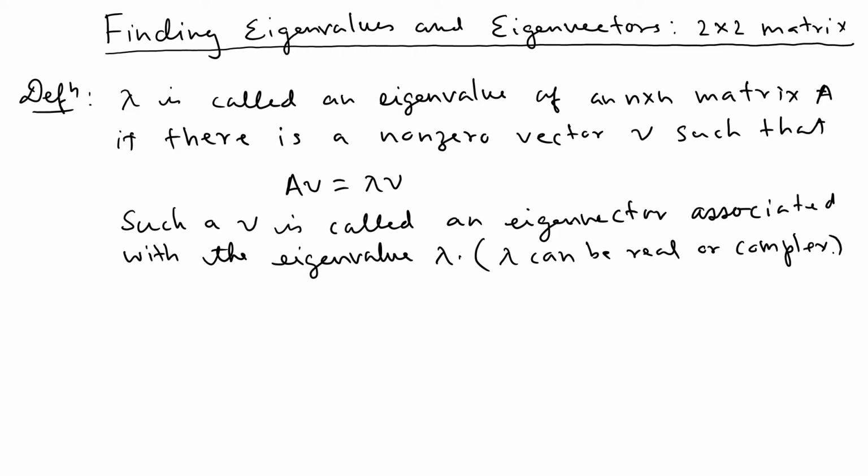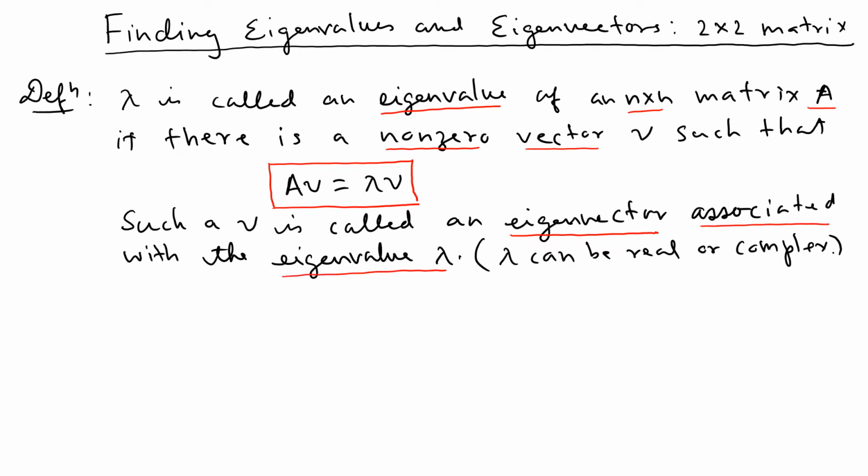Lambda is called an eigenvalue of an n by n matrix. So we have an n by n matrix. If there is a non-zero vector, it's very important, non-zero, such that this condition is satisfied, Av equals lambda v, such a v is called an eigenvector associated with the eigenvalue lambda. So if there's a lambda, it's going to give you a vector. It's not just any vector, because this is a very rare case. Lambda is just a number. So what's going to happen?